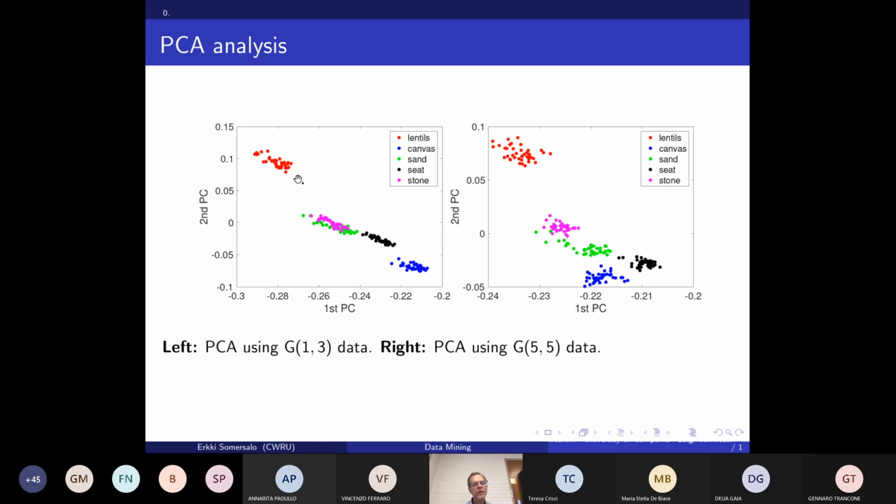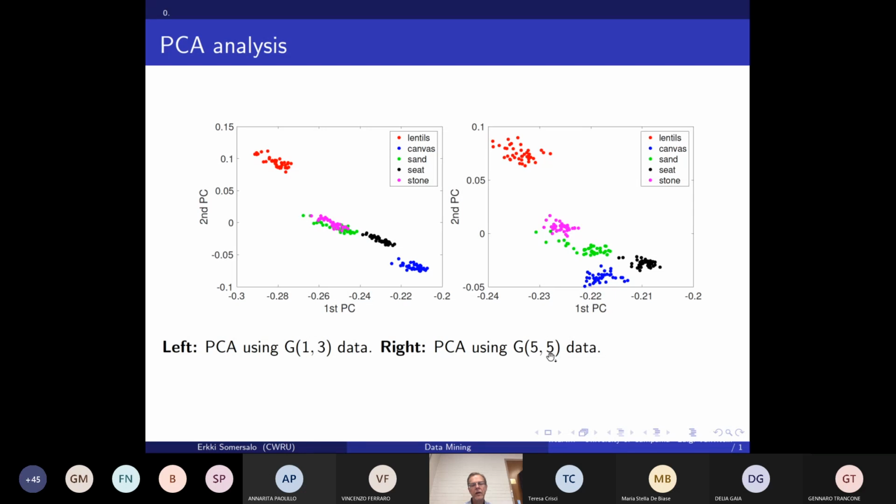So this tells me that the grayscale co-occurrence matrix 1, 3 is at least capable of separating, let's say, lentils from blue one, which is, I think, canvas. So remember, lentil was where I had large details and canvas was where I had small details. And so if I'm looking at this 1, 3 offset, then clearly at least lentils and canvas are different. There is a little bit of overlap here with stone and sand, for instance, and seed. So these are not so clearly distinct clusters.